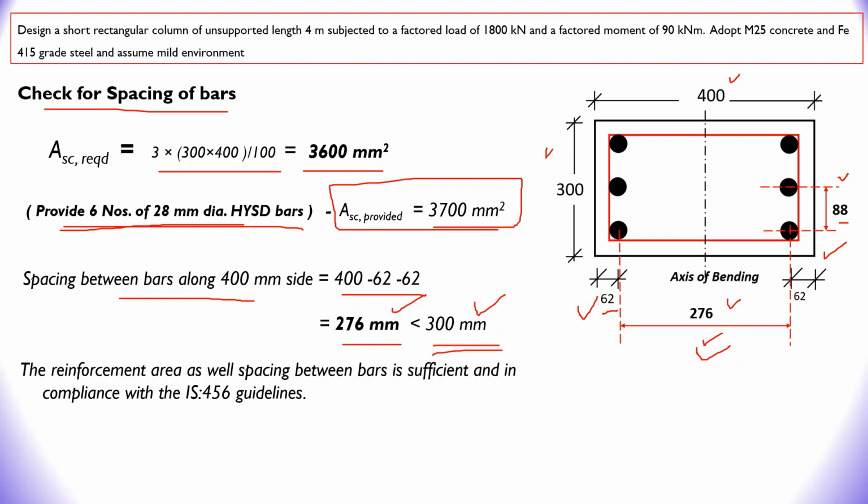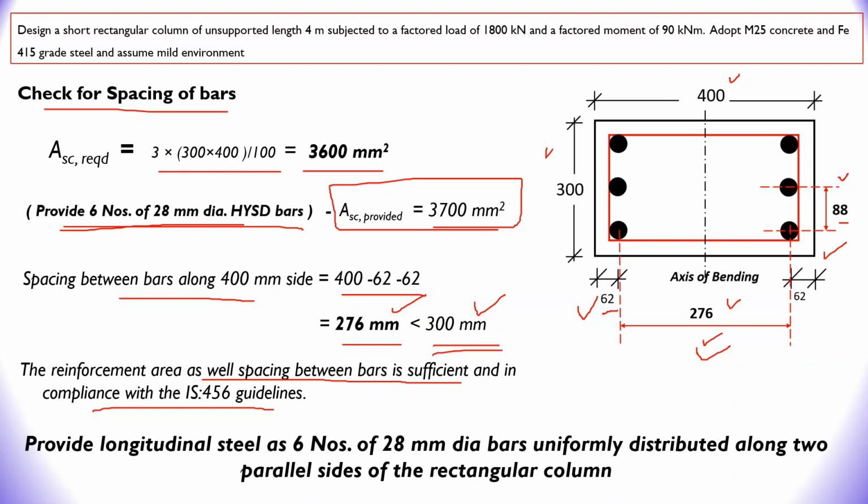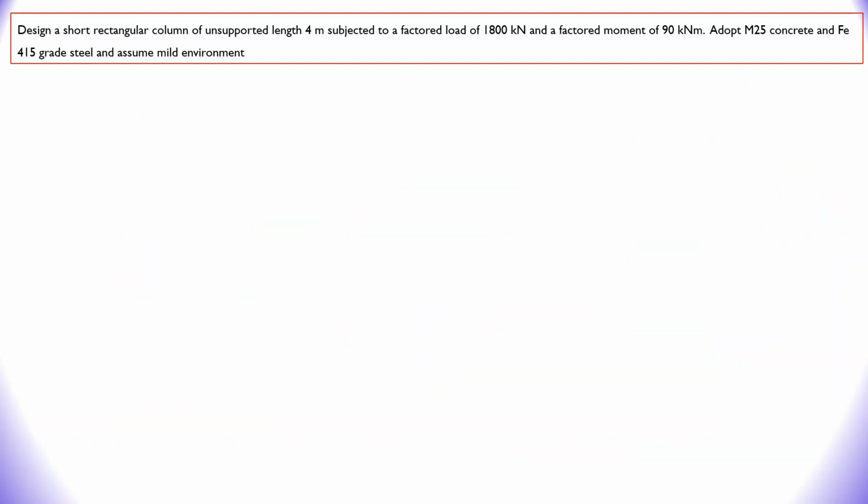Now the reinforcement area as well as the spacing between bars is sufficient, and we can say it complies with the guidelines of IS 456. So here we had decided already, and now it is checked also, that longitudinal steel is provided as 6 numbers of 28 mm dia bars, uniformly distributed along two parallel sides of the rectangular column. Now let us check the guideline regarding transverse reinforcement, which we are going to provide as lateral ties.